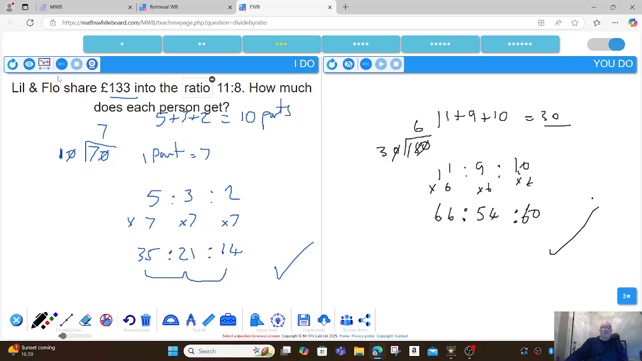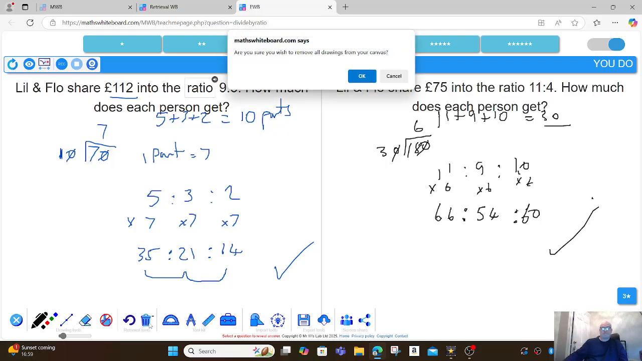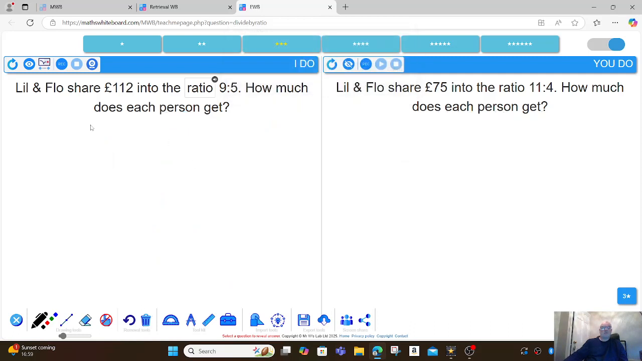Okay, part 3. Lil and Flo share £112 in the ratio 9 to 5. How much does each person get? So this is exactly the same style of question that we've just done in the first 2 steps. The only difference is that it's a slightly wordier question, in the sense of they're just putting some more context to it, in the sense of it belongs to 2 different people.